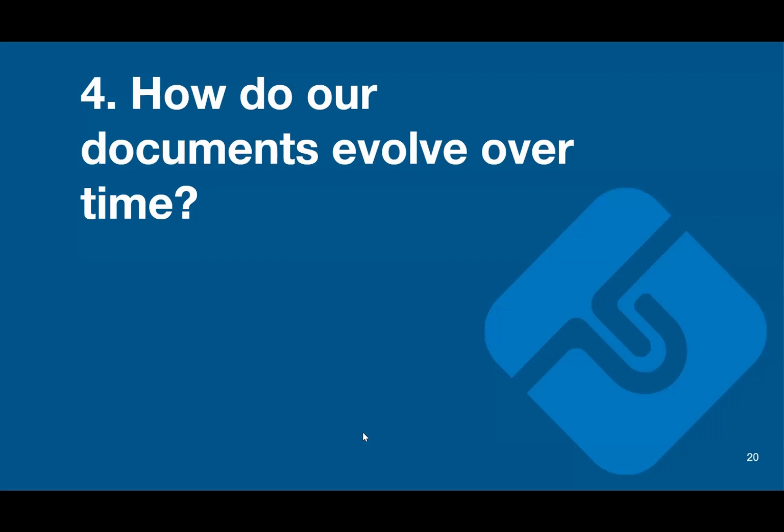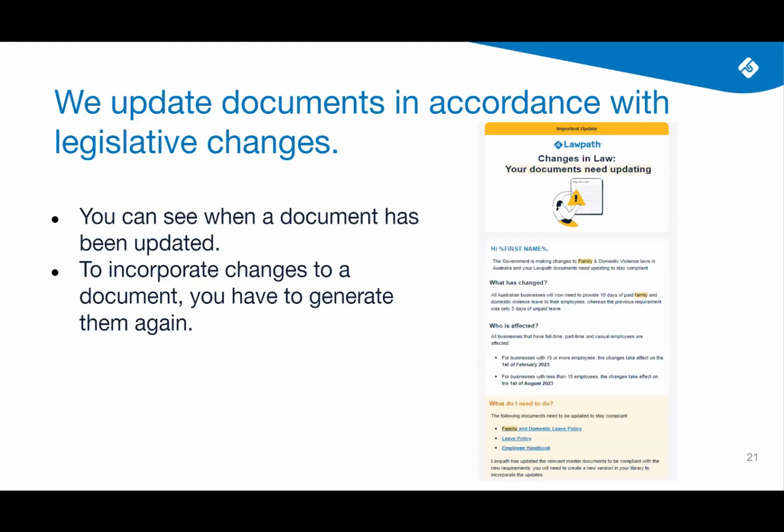How do our documents evolve over time? This is one of the most important promises that we make to our customers, that our documents will be up to date in a world of rapidly changing legislation, so that you can trust that our documents and our information is currently valid. And you can see when a document has last been updated. This appears in the metadata of the document description. And if a document has been updated since you last made changes to it, unfortunately, you'll have to generate your document again from scratch. So on the right, you see an example of how we tell our customers that your documents need updating, as happened last year with changes to family and domestic violence laws.